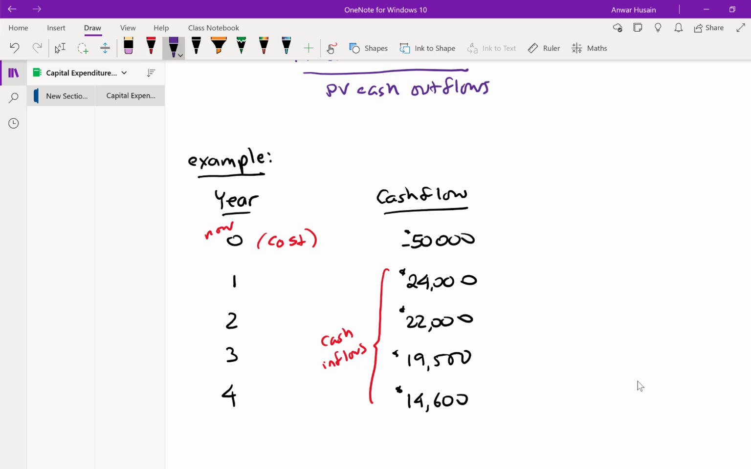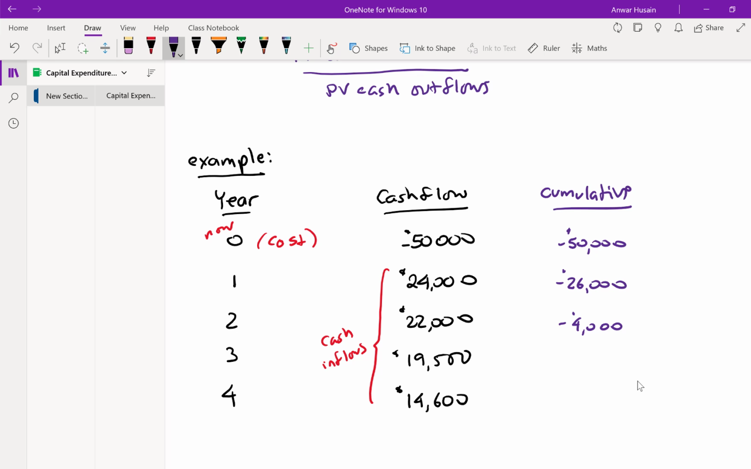So I'm going to do a cumulative cash flow here and say at year zero, we have spent $50,000. Okay, however, by the end of the first year, we earned 24,000. So now we are only negative 26. Okay, so we have recovered 24 of the original investment. Then at the end of year two, we recover another 22. So we're only down by 4,000.